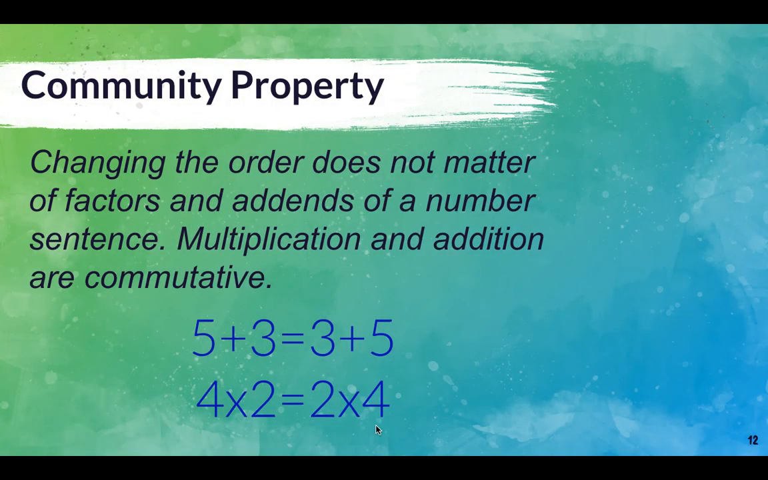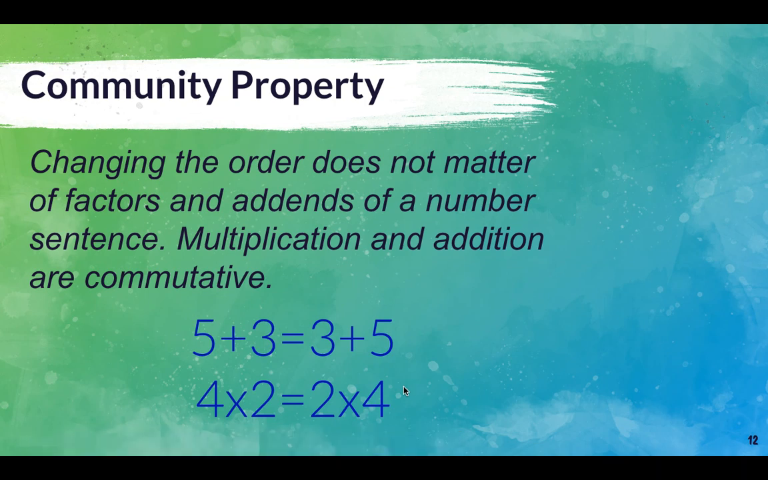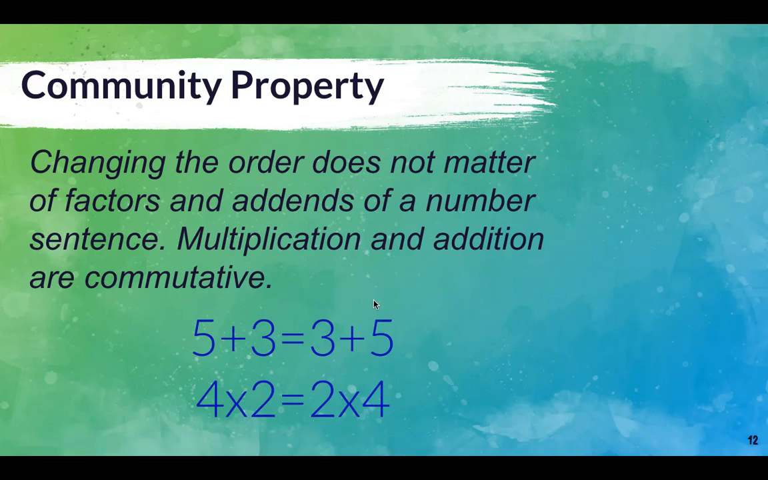Commutative property is just you changing the order of the factors or the addends, and it doesn't matter. You will always get the same answer. For example, 4 times 2 is 8. Well, 2 times 4 is 8. So it didn't matter that I changed the factors. I still got the same answer. Same rule applies for addition. 5 plus 3 is 8. Well, 3 plus 5 is 8.